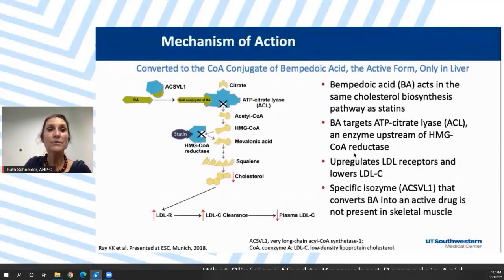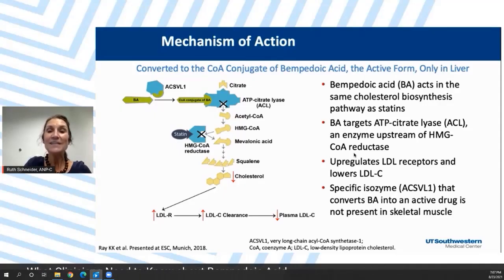All right, so mechanism of action. How does bempedoic acid work? It actually acts in the same cholesterol biosynthesis pathway as statins. Remember, statins target, inhibit, block HMG-CoA reductase. Bempedoic acid actually works upstream from that. When you ingest bempedoic acid, it is not in its active form. It is called a prodrug.